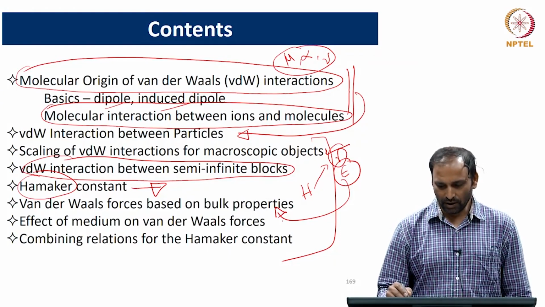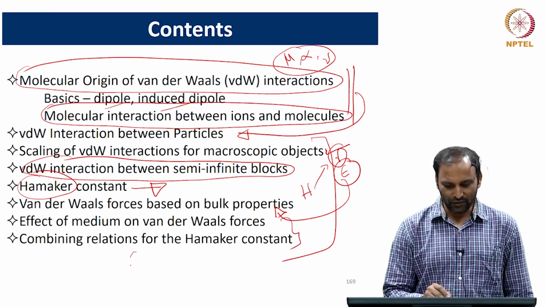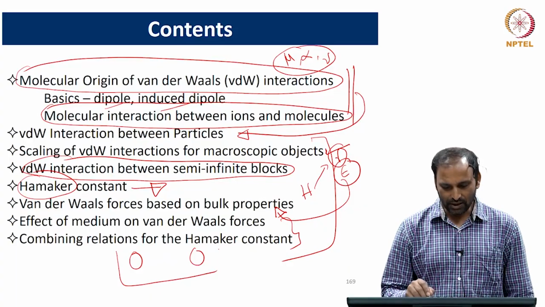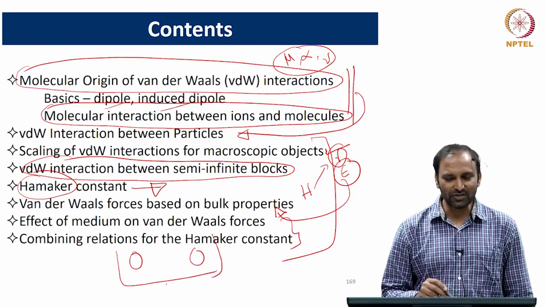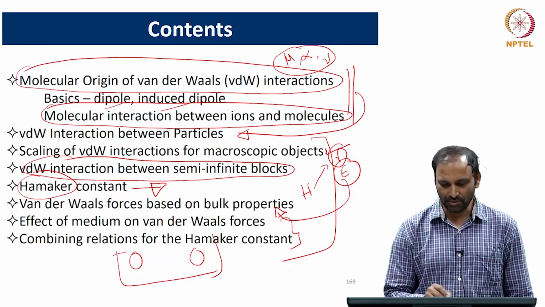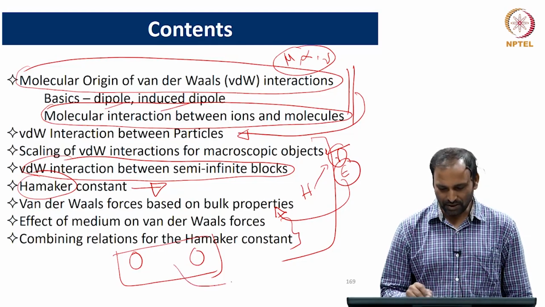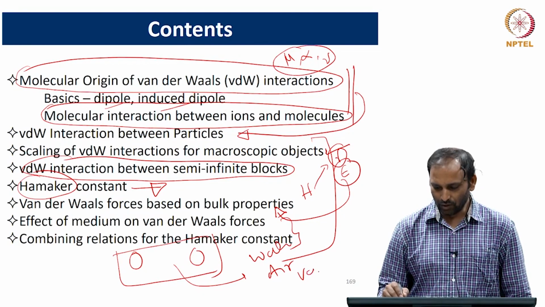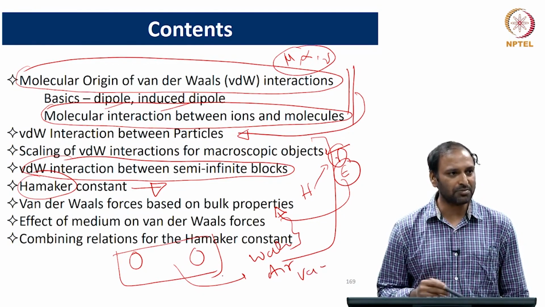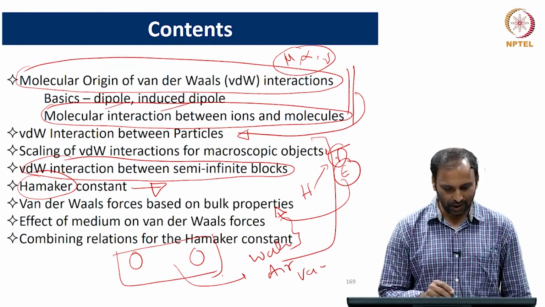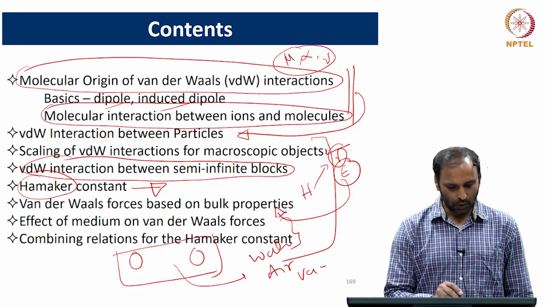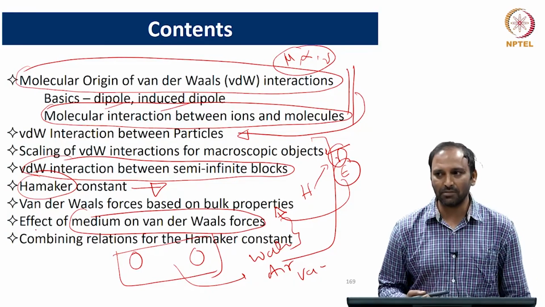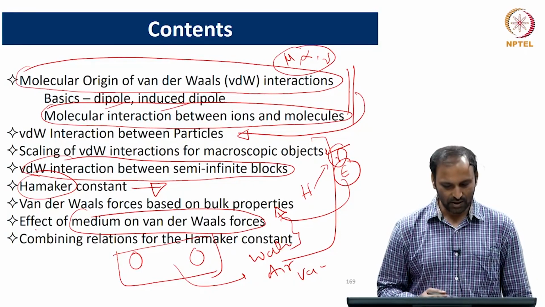Finally, it turns out that when we talk about van der Waals interaction between two particles, it is also important in which medium you are putting the particles. Is the medium in which the particles are present water, is it air, or is it vacuum, right? So, the medium in which the particles are dispersed is also important. So, in that context, we will talk a little bit about the effect of the medium on van der Waals interactions. So, how does the presence of a medium affect the van der Waals interactions?